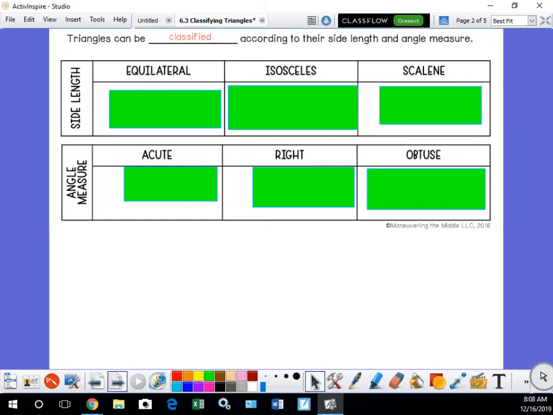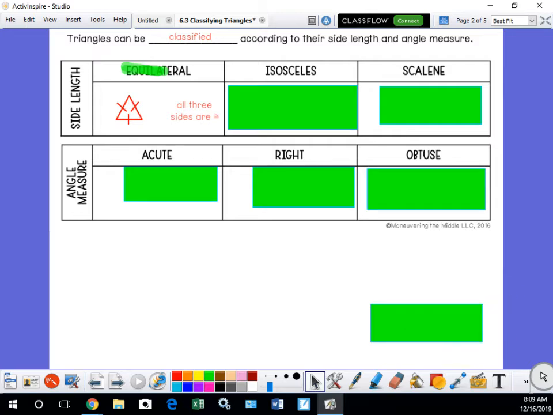All right, triangles can also be classified according to their side length and angle measurement. So here are some different kinds of triangles that we're going to learn about today. First is an equilateral triangle. Now, like the word itself, see how this word has equal in it? Equilateral. That gives you a good clue on what it means. All of the side lengths are going to be equal.